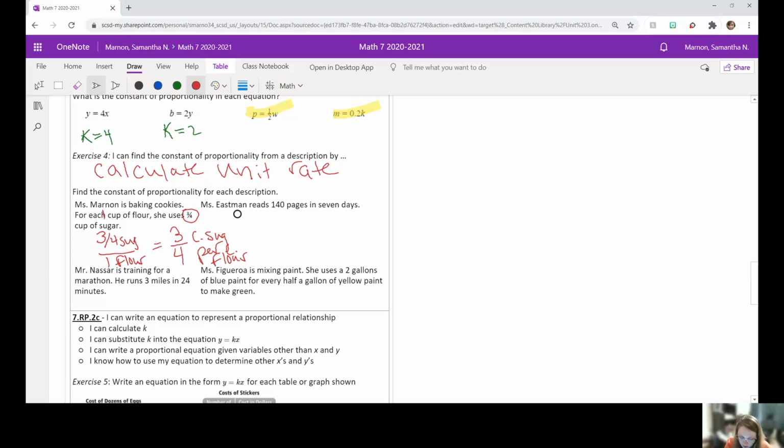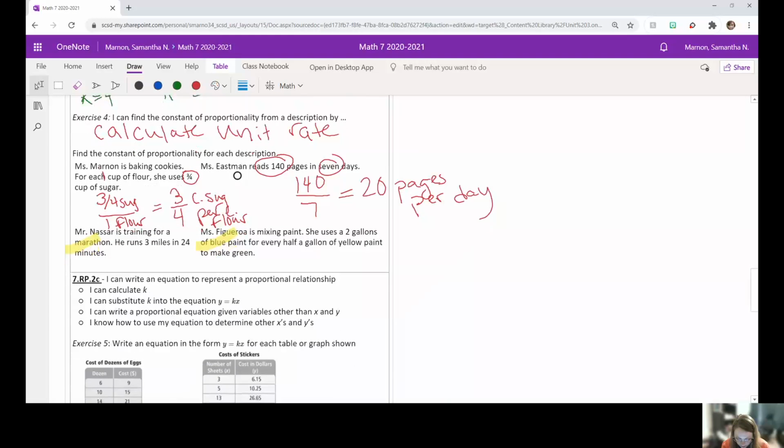Miss Eastman reads 140 pages in 7 days. So we want pages per day, not days per page. So we're going to do pages per day. So 140 pages divided by 7 days, we get 20 pages per day. These next two you can do on your own, and they're also good practice for that 7RP1 standard, calculating unit rate. So if you want to, you can pause the video and do those on your own right now.